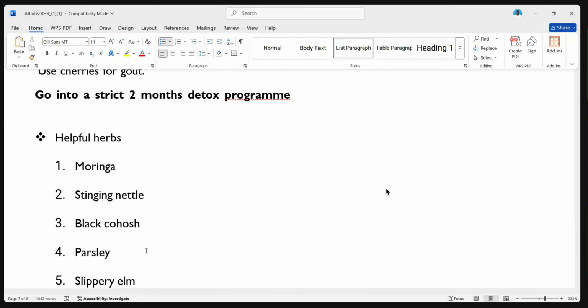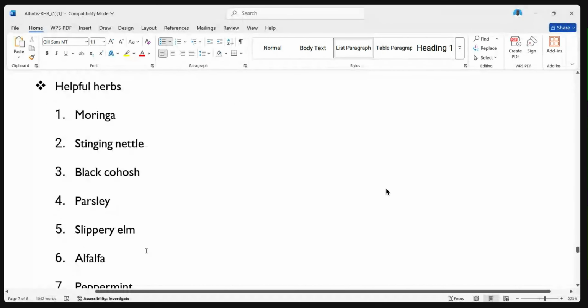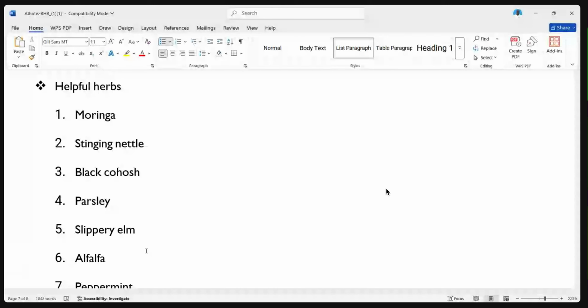And stinging nettle. Stinging nettle should not miss in any of your arthritis formula because stinging nettle is an antihistamine and also an anti-allergen. It's also able to regenerate the joint matter. How is it called? It's able to regenerate the cartilages. So, stinging nettle, moringa, black cohosh, parsley, slippery elm, alfalfa.